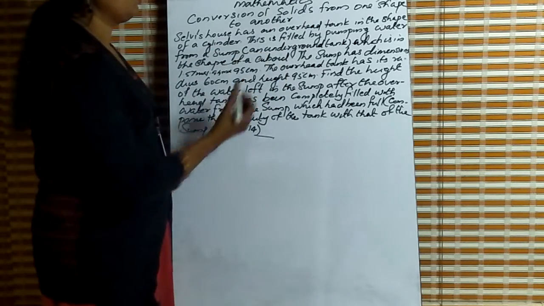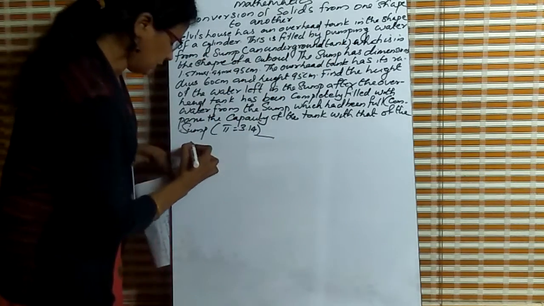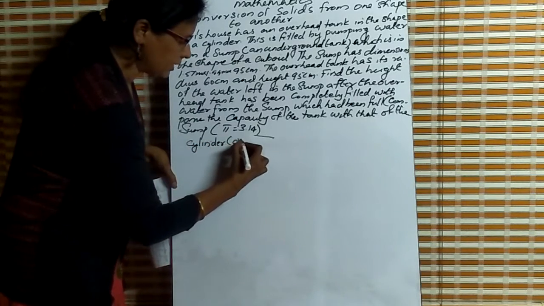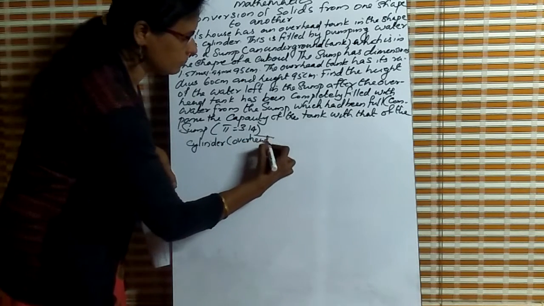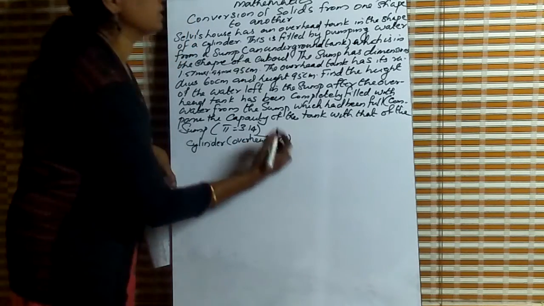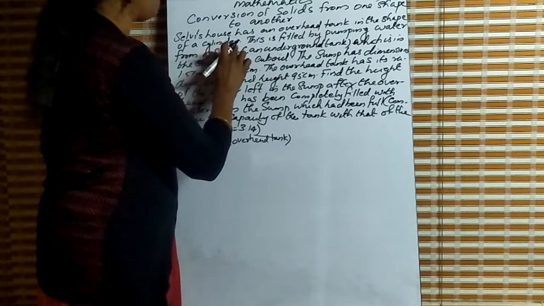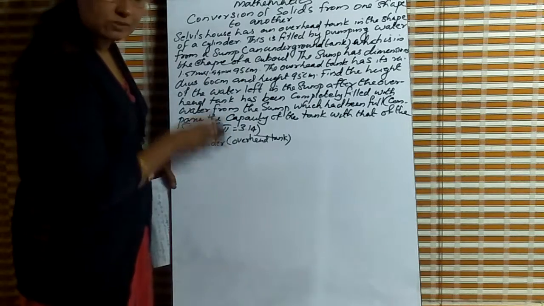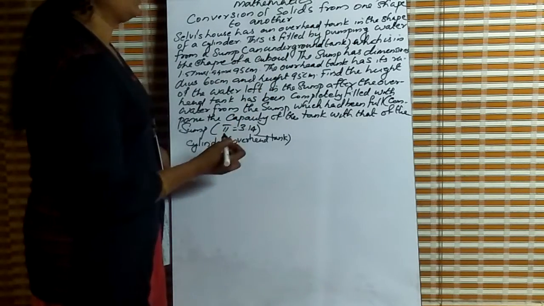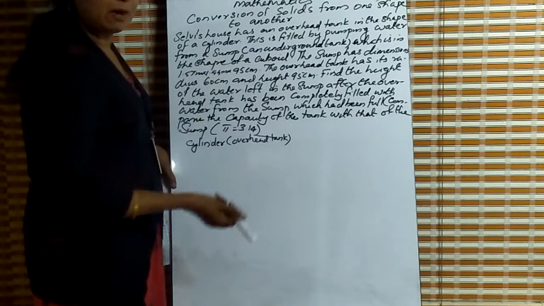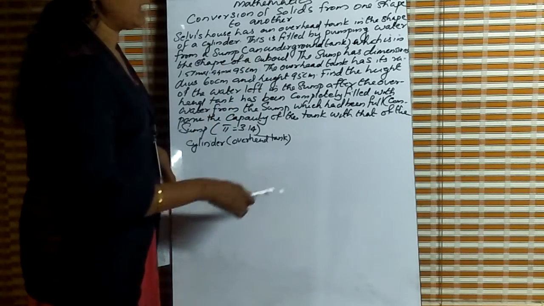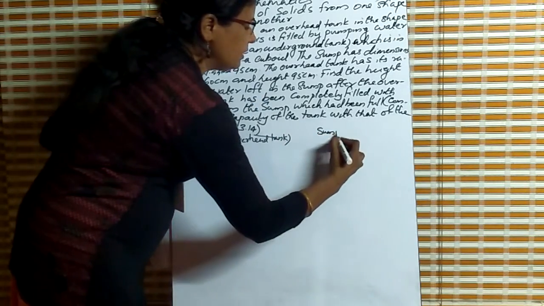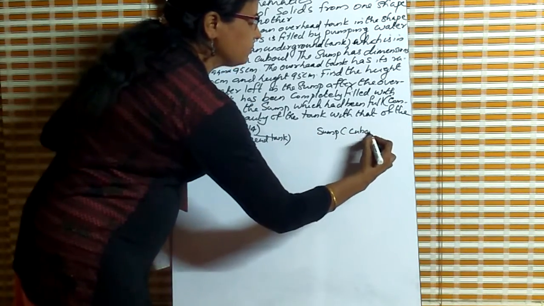Selvi's house has an overhead tank in the shape of a cylinder. Overhead tank, cylinder shape. Which are the measurements? This is filled by pumping water from a sump. Sump means an underground tank which is in the shape of a cuboid. Next one is sump. Shape is cuboid.